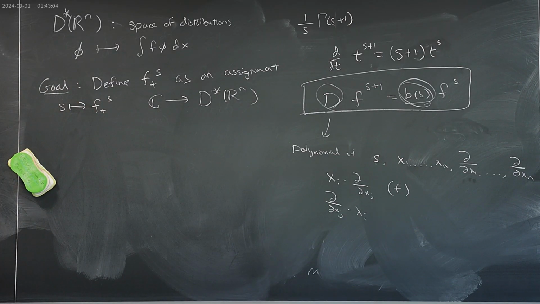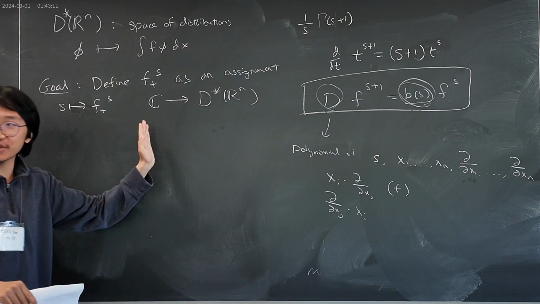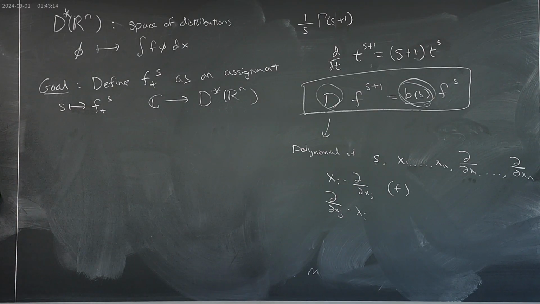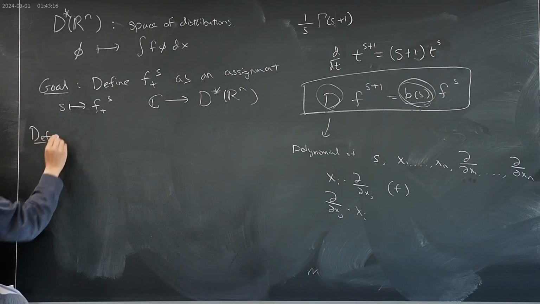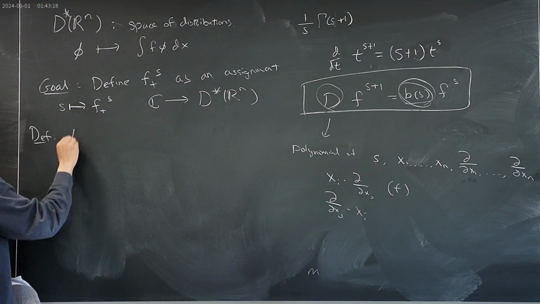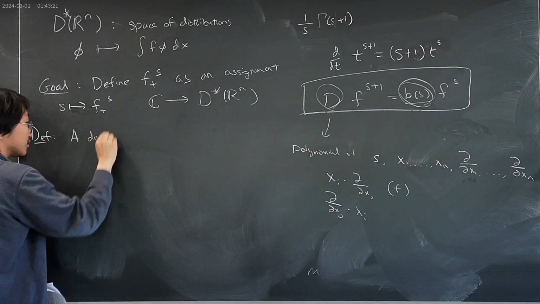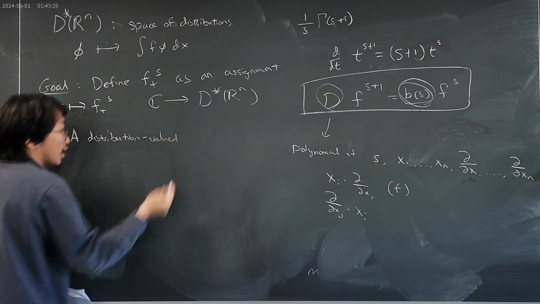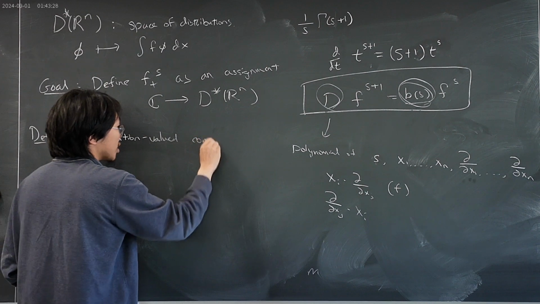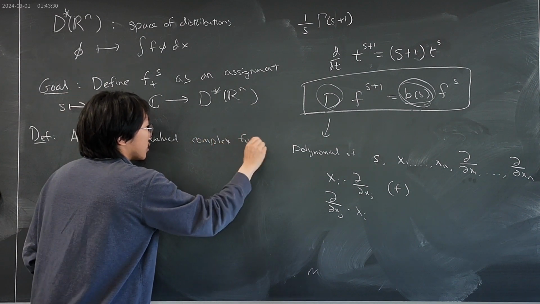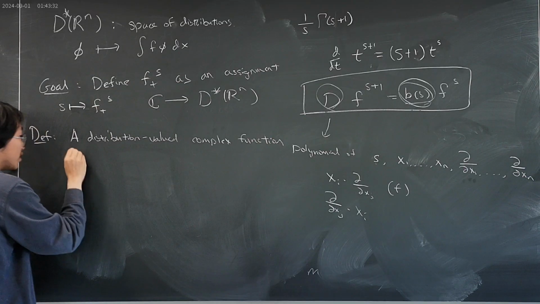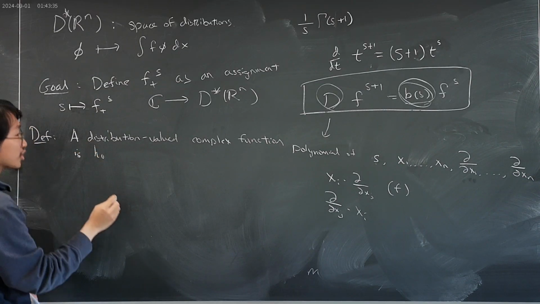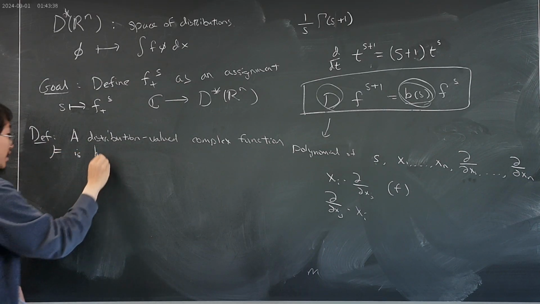And moreover, I want this to be holomorphic in S. So what does it mean for a distribution valued function on the complex numbers to be holomorphic? Let's define that. A distribution valued complex function, so a function on the complex numbers, is holomorphic. Let's call this f.